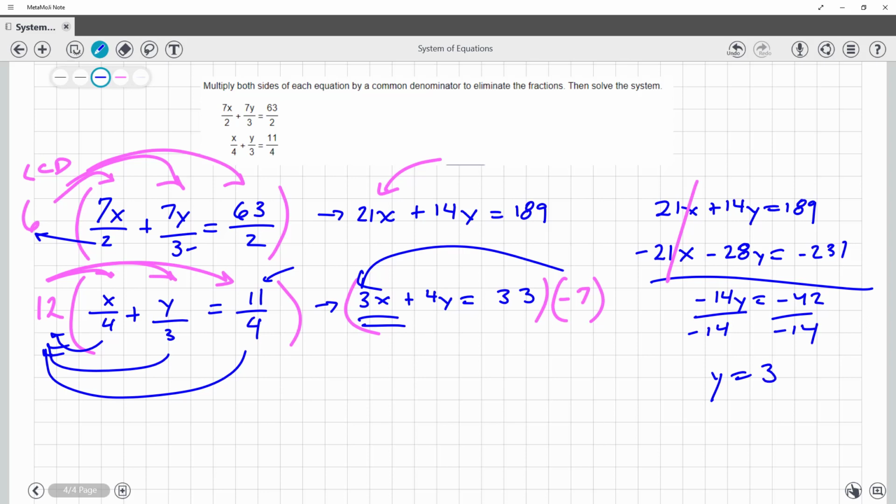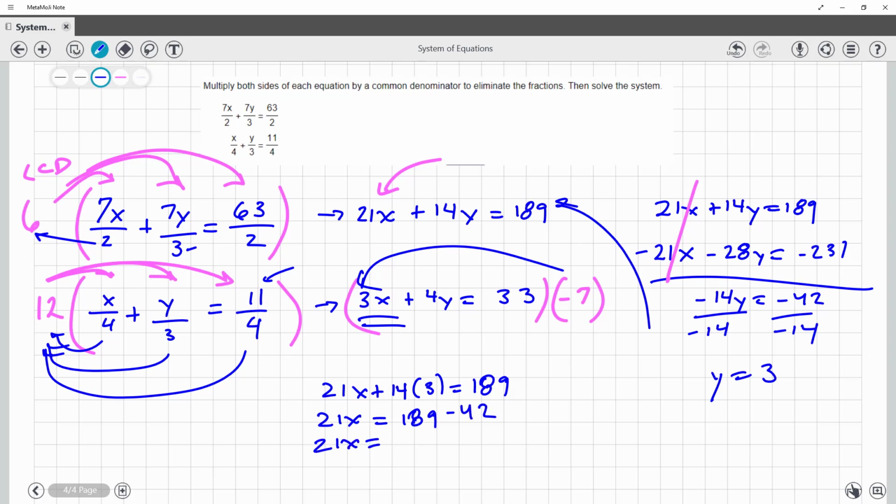Now I can just pick either one of these equations. Typically, you don't pick the one that you change, so I could go up here and say 21x plus 14y, which is 3, is 189. 21x, 189, so 14 times 3 is 42, so minus 42. 21x equals 189 minus 42, which is 147. Divided by 21, I get my solution 7 and 3.